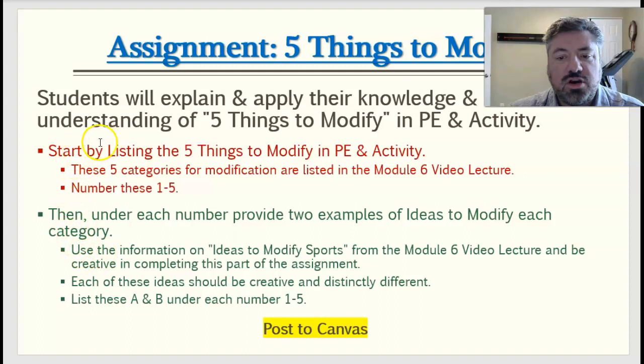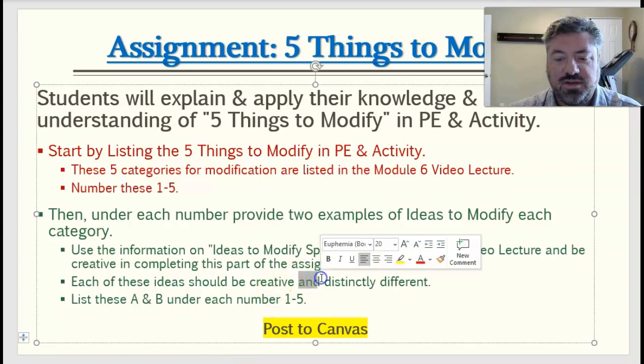So you're going to start by listing the 5 things, 1 through 5, and then under each one you're going to give an A and a B, and they need to be different examples. The examples need to be from different activities, and they need to be completely different examples. Try to be creative and distinctly different.